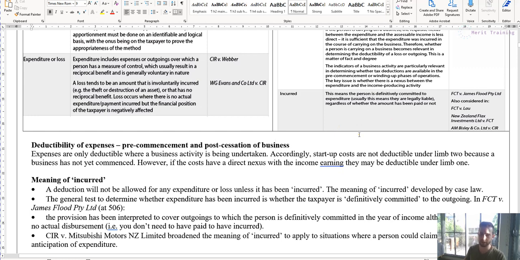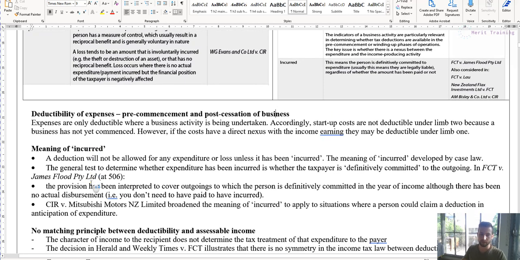But it's not just the invoice which is triggering that. It's the fact that this means that the other party is legally liable, or another word is definitively committed, right? They have to go through with it. Even if there's no actual payment, eventually they will have to because they are definitively committed. So that's the key definition there.